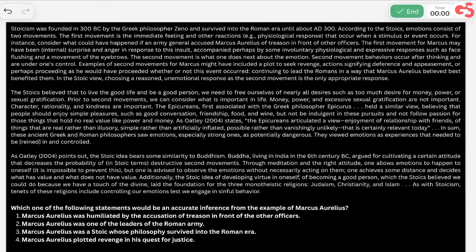Which one of the following statements would be an accurate inference from the example of Marcus Aurelius? Marcus humiliated by the acquisition of treasure, नहीं, ये बोला था कि अगर किया होता तो क्या होता, तो ये not accurate. He was one of the leaders of the Roman army, ये तो accurate है. Simple.